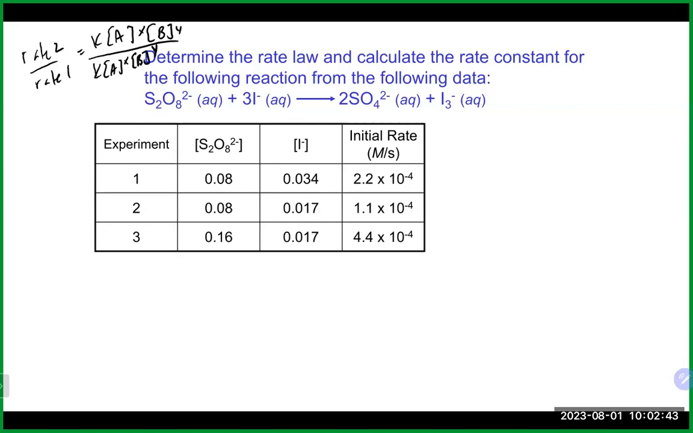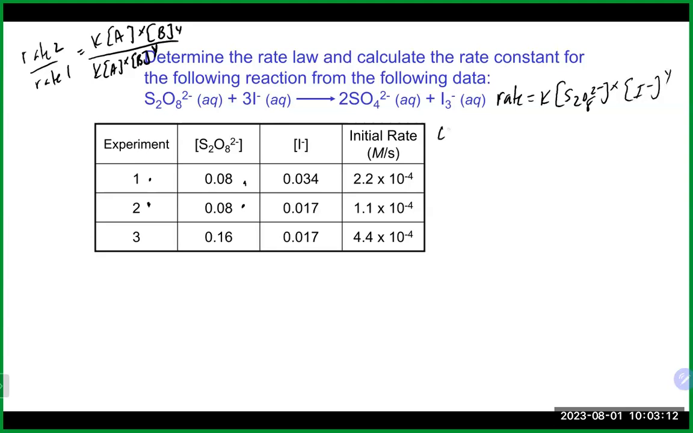And again, we're looking to choose 2 entries where one of them stays the same in terms of concentration, and the other one varies. Just looking at it, we can see experiments 1 and 2 will keep our S2O8 constant and vary our other reactant. Our generic rate law would be rate equals K [S2O8 2-]^X [I-]^Y.